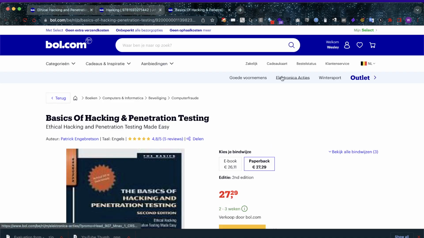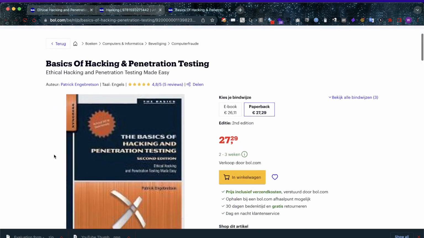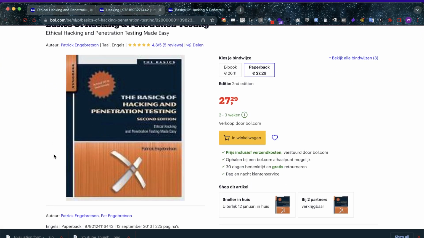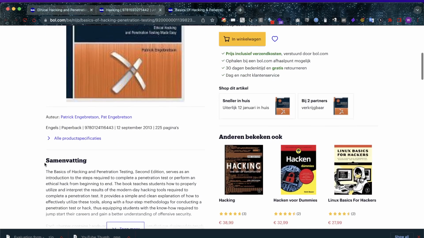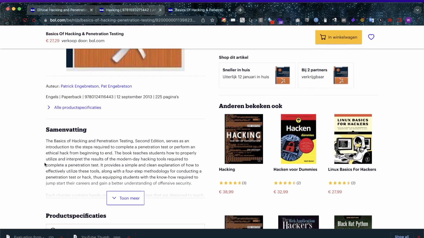The next one we come up with is The Basics of Hacking and Penetration Testing. This is the second edition by Patrick Engebretson. This is an excellent book, always receiving good reviews and not costing that much at all, coming in at 27 euros and 29 cents. So these are some excellent quick books you can pick up, read whenever you feel like it. You can also just dive in.